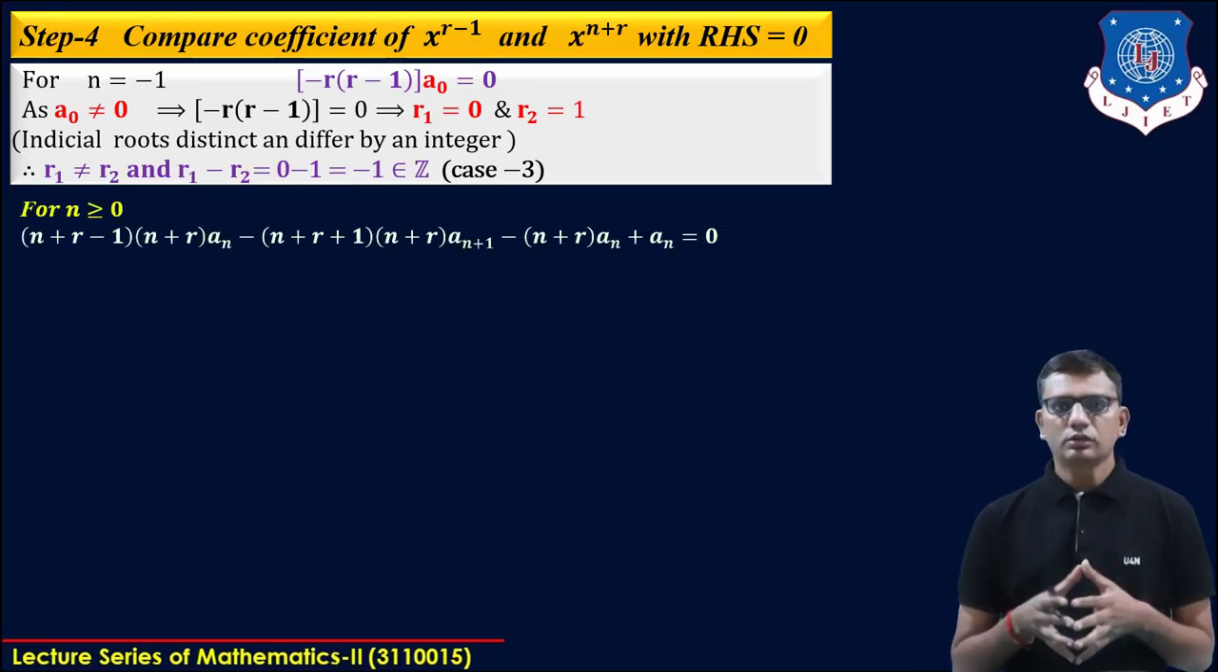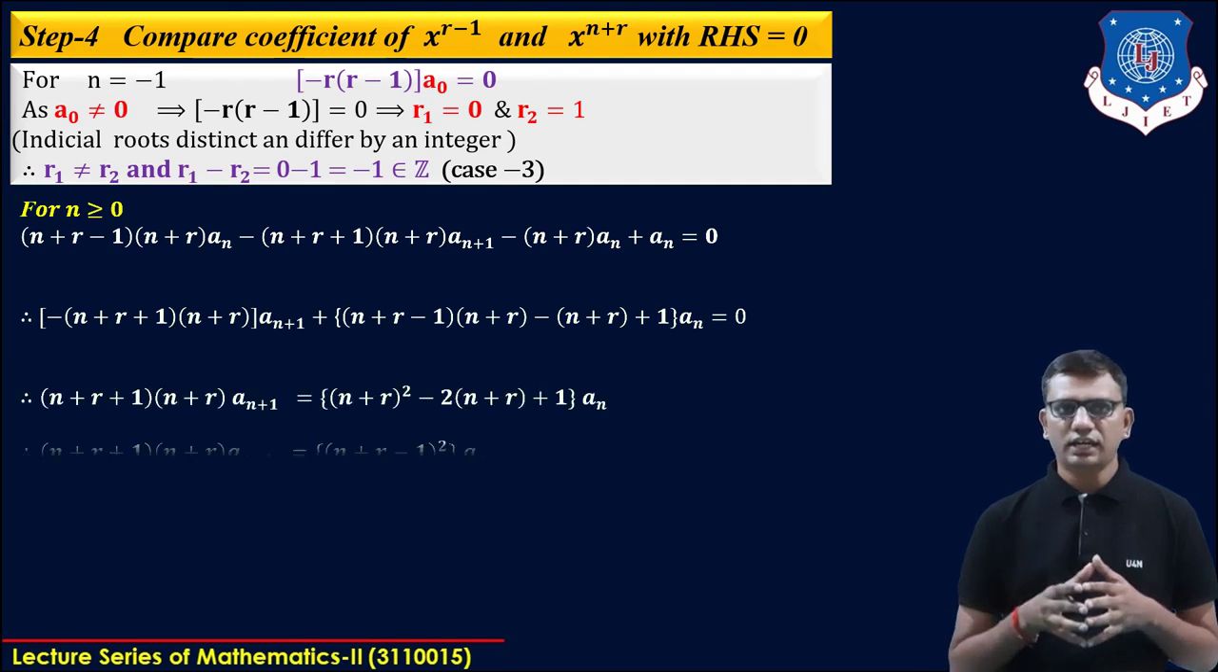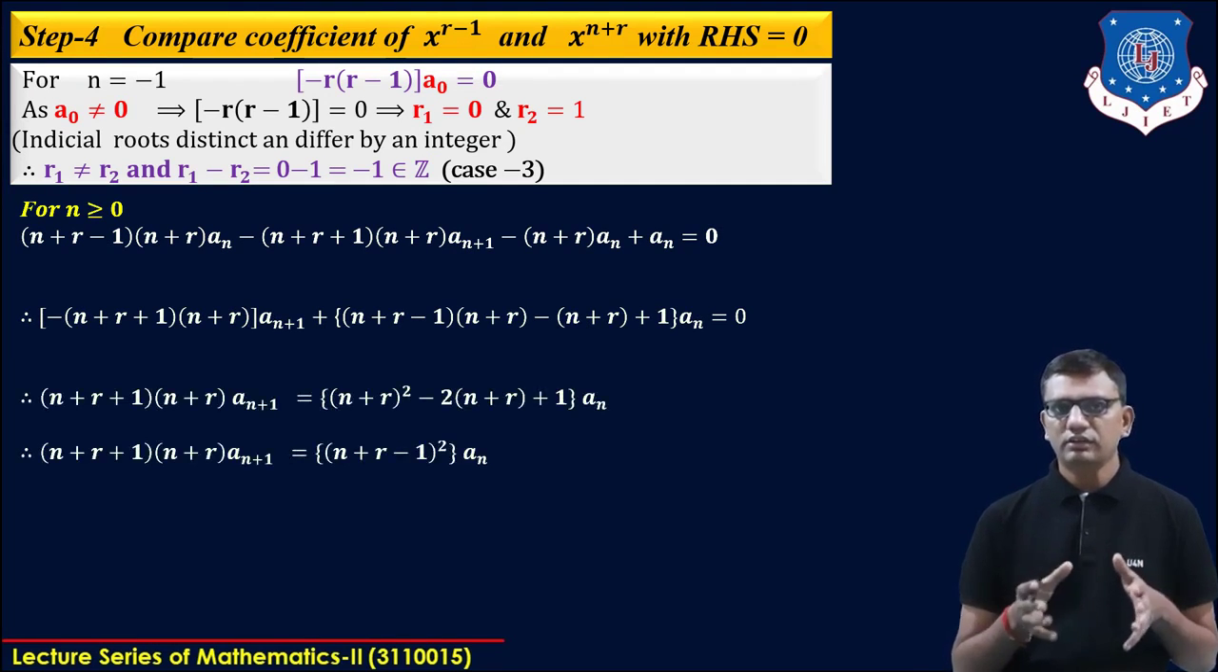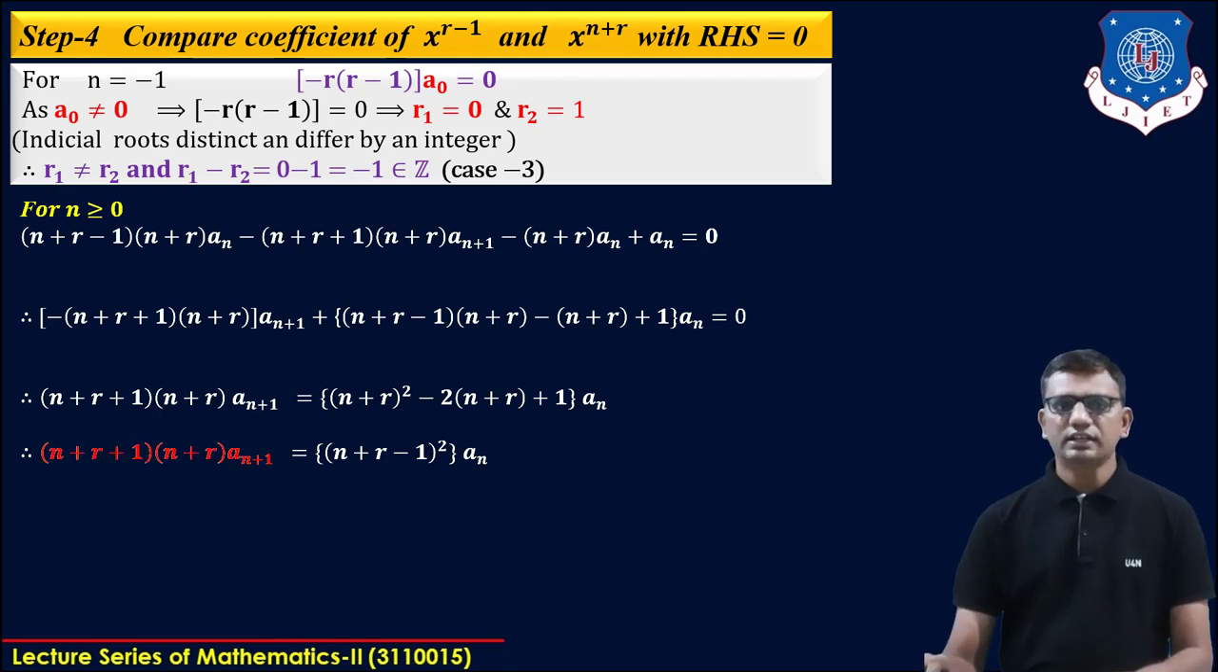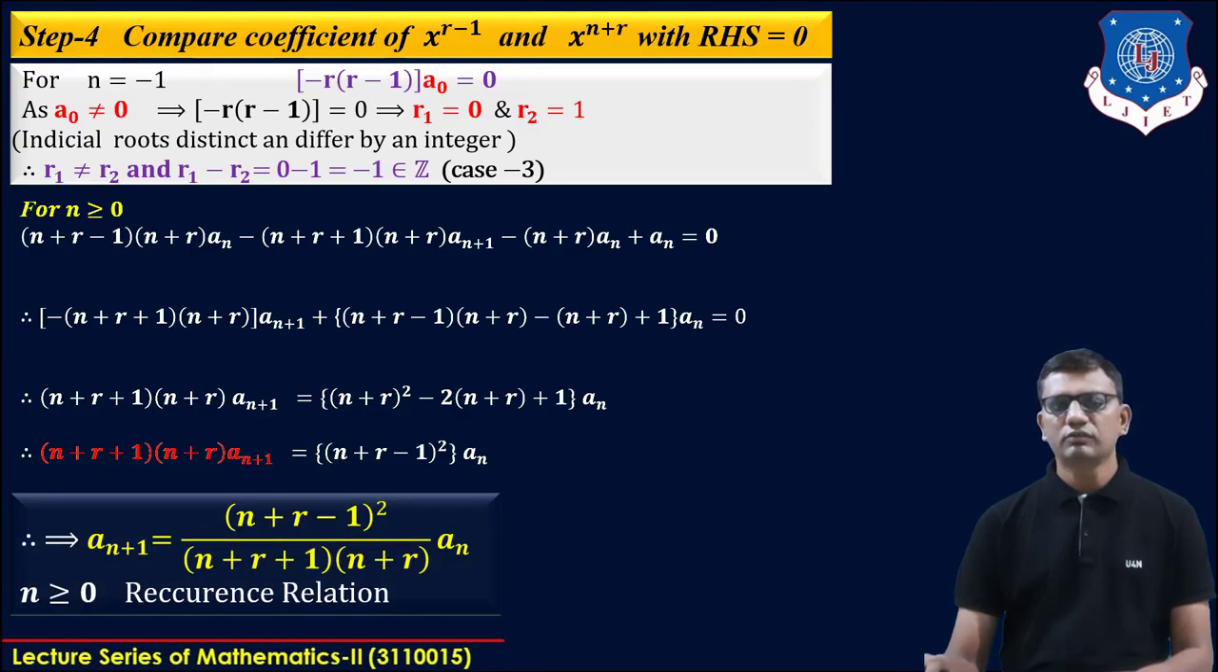Now by comparing the coefficient of x raised to n plus r, for n greater than or equal to 0, we get n plus r plus 1 into n plus r a(n+1) equal to (n plus r minus 1) whole square into a n, and this is valid for n greater than or equal to 0. By taking a(n+1) as the subject, we get the recurrence relation a(n+1) equal to (n plus r minus 1) whole square upon (n plus r plus 1) into (n plus r) an.